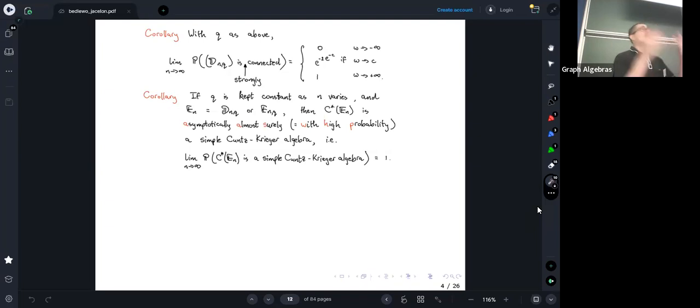By the way, I keep all the time saying with probability tending to 1 as n tends to infinity, very long-winded. This is some shorthand for saying something like this. If you have a sequence of events, you say that it happens asymptotically almost surely, AAS, or with high probability, these are synonyms. It just means that the probability tends to 1 as n tends to infinity. So asymptotically almost surely, we get a simple Cuntz-Krieger algebra by this random graph process.